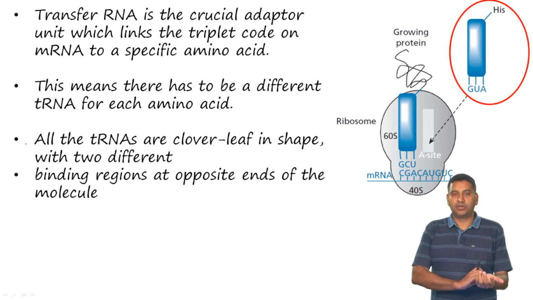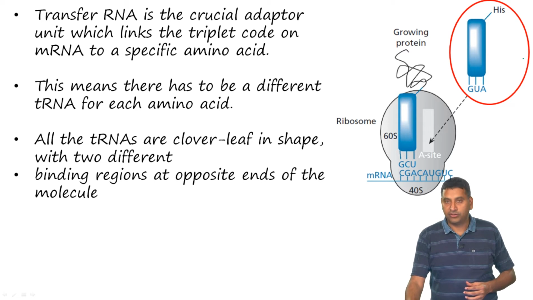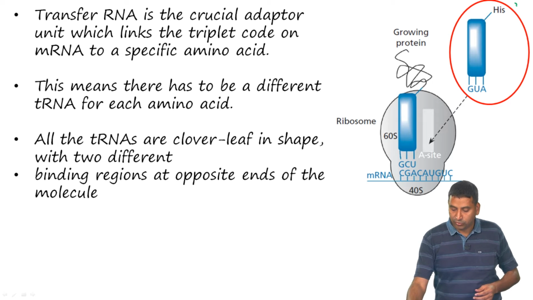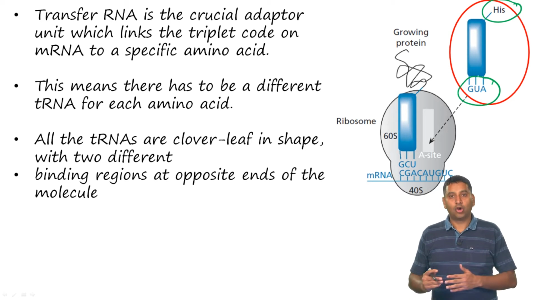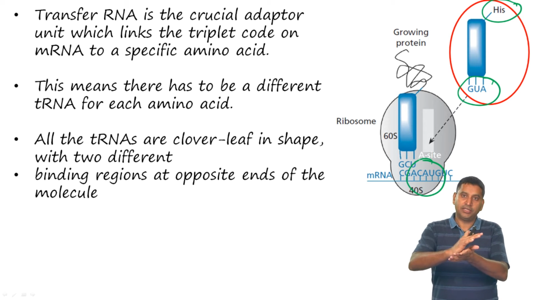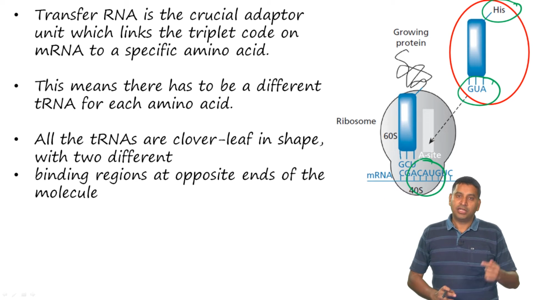Transfer RNA, the third kind of RNA, is an important player in this. As you can see here, the circled structure is the transfer RNA, and the transfer RNA links the triplet code on the mRNA to a specific amino acid. This tRNA has attached to it an amino acid, in this case histidine, and it has a code which is complementary in nature to the binding site here. Once it binds, it charges the ribosome with the correct amino acid. Therefore, there has to be a different tRNA for each amino acid.